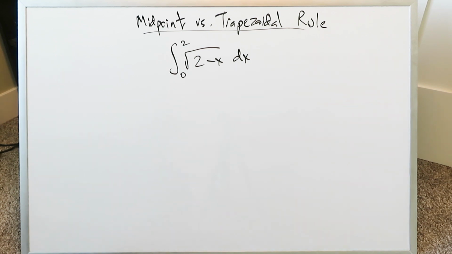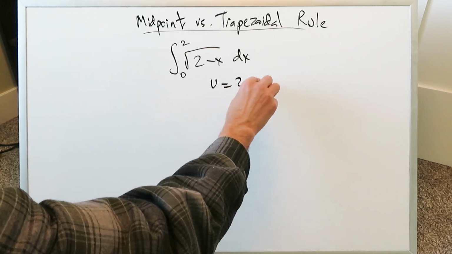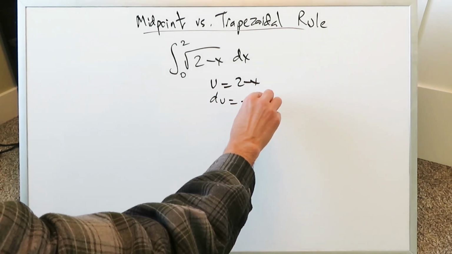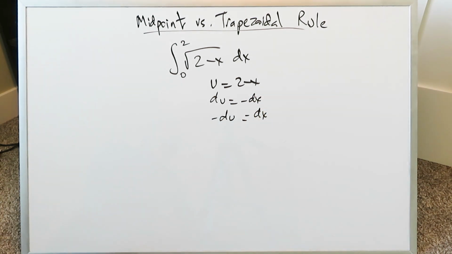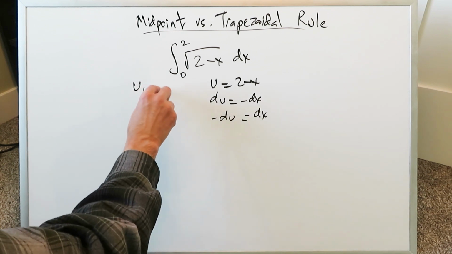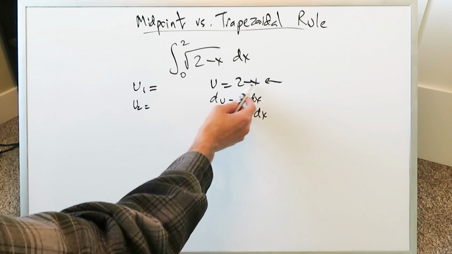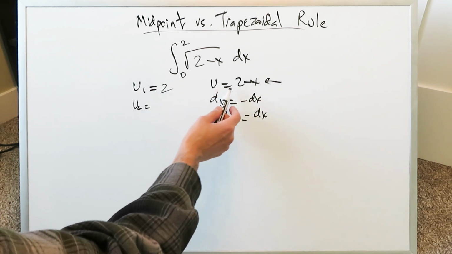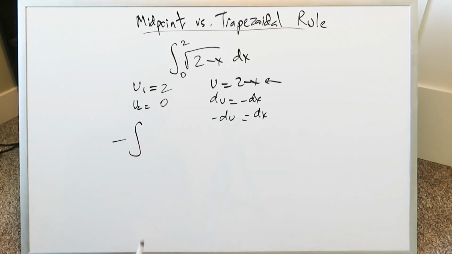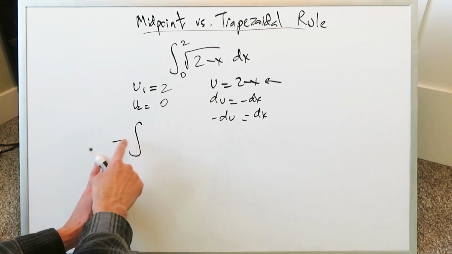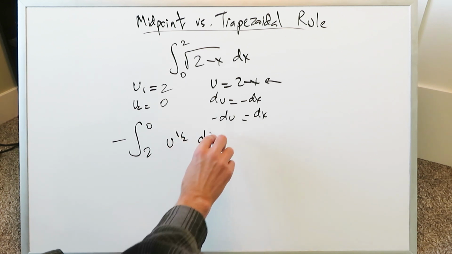If you want to integrate this using the basic technique, you're going to do u is equal to 2 minus x, and then du is equal to minus dx, and dx is equal to minus du. But you also know you have a definite integral, therefore your intervals must change. u1 will be 2 minus 0, which is 2. u2 will be 2 minus 2, which is 0, and your definite integral will become this, because you have a minus sitting out here. You'll have a 2 and a 0. You'll have u to the 1 over 2 du.